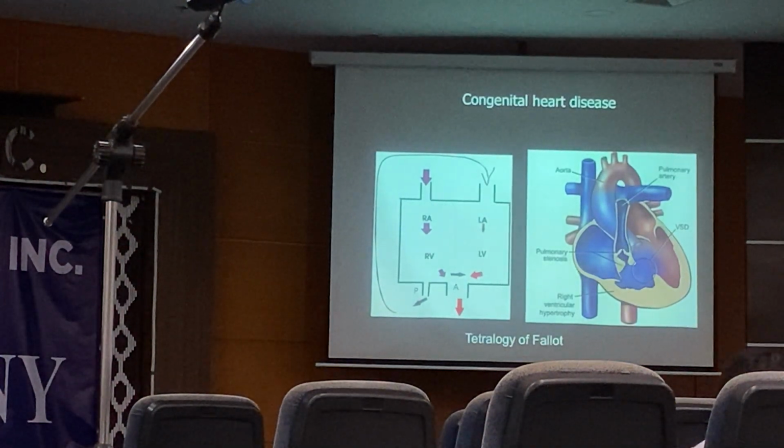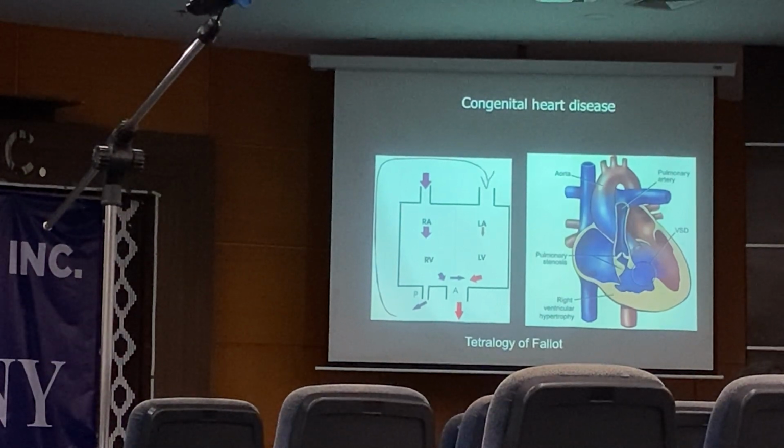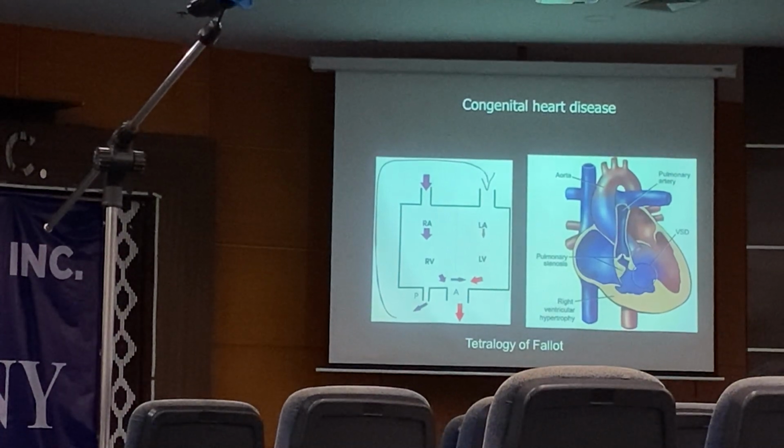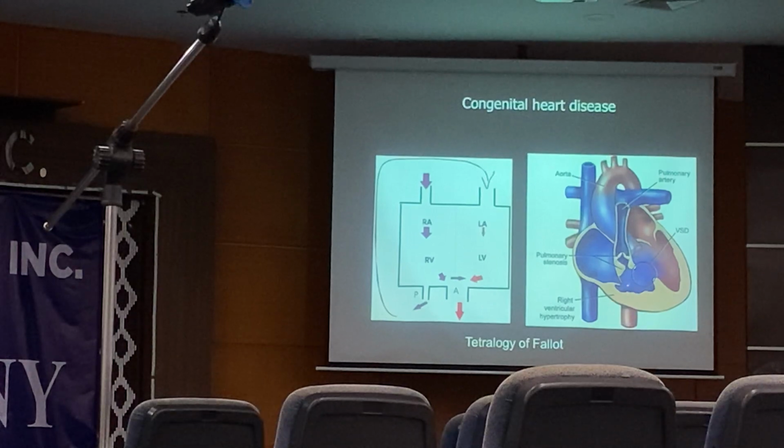In tetralogy of Fallot, you have a 4-component defect in the heart. You have right ventricular hypertrophy, pulmonary stenosis, VSD, and an overriding aorta, right? So mostly this patient will not survive. You will have severe pulmonary stenosis. The survival of this patient depends much on the pulmonary stenosis. If the pulmonary stenosis is very severe, sometimes the invasive cardiac pediatrician would open up an ASD to make a compensatory shunt.